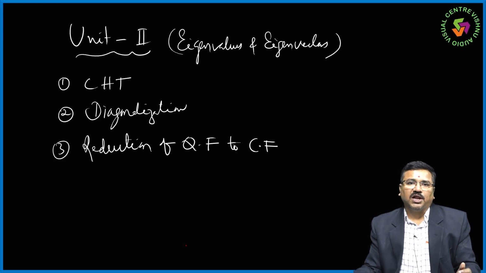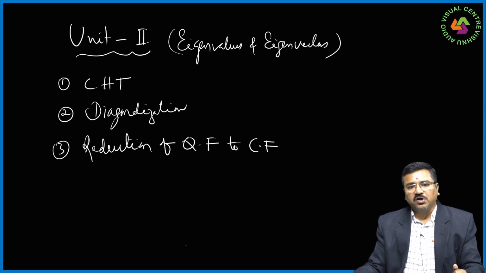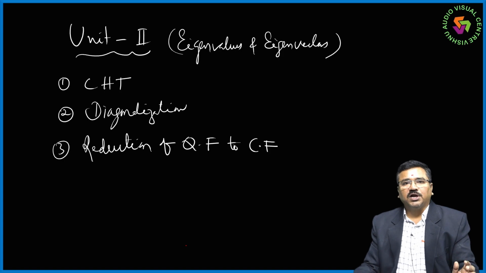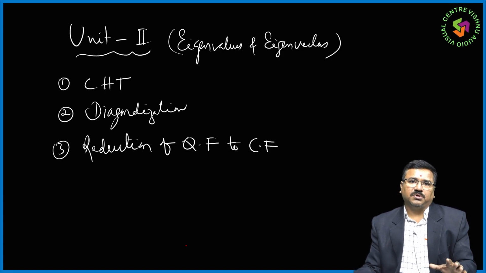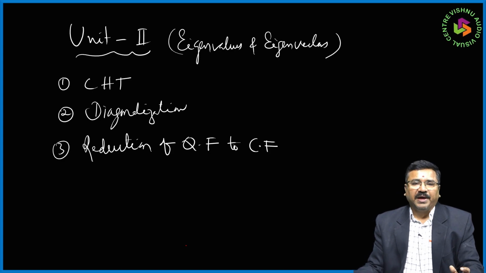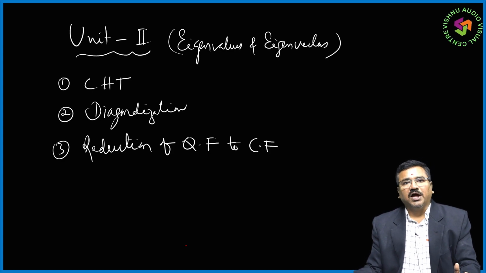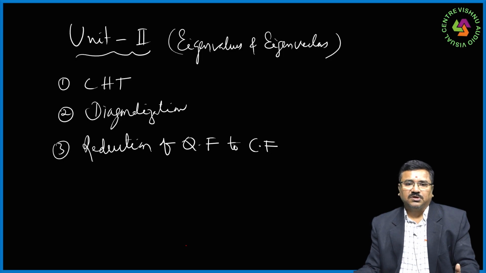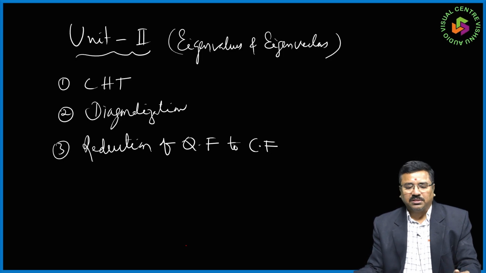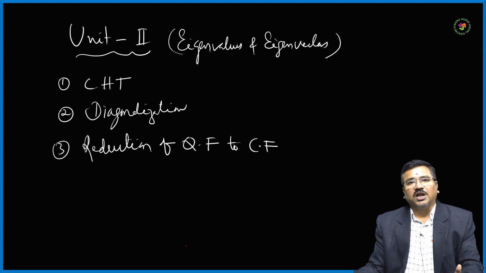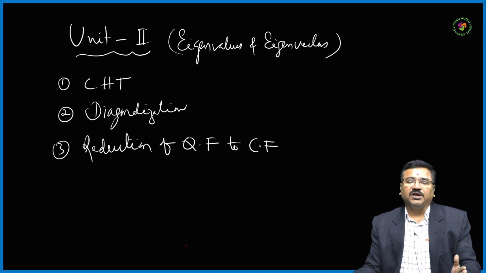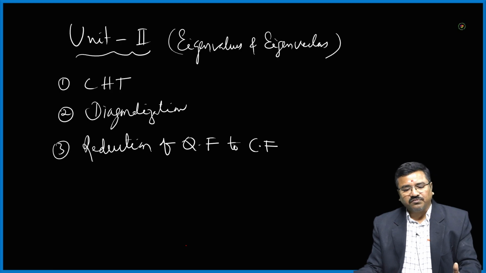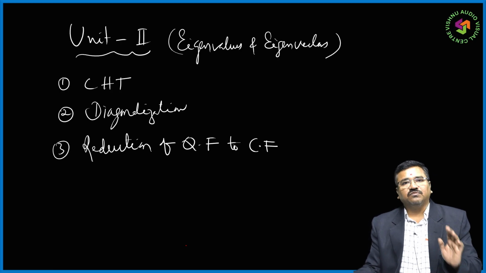The first one is the Cayley-Hamilton theorem, the second one is diagonalization, and the third one is the reduction of quadratic form to canonical form. The key base concept for all of these is finding eigenvalues and eigenvectors. Except for the Cayley-Hamilton theorem, the remaining 2 are connected with eigenvalues and eigenvectors. If students are perfect in finding eigenvalues and eigenvectors, we can easily score marks from this unit.